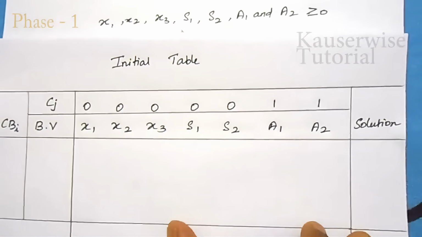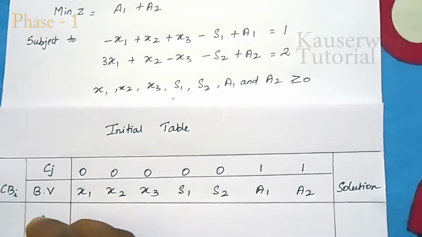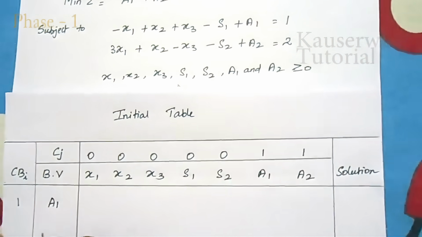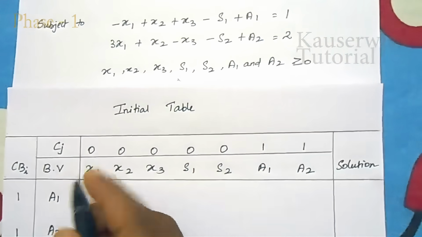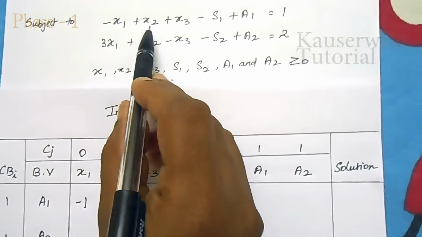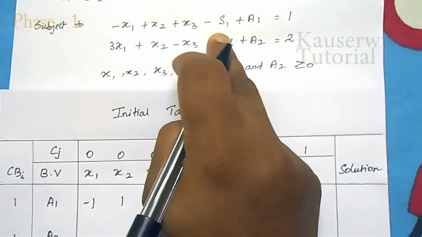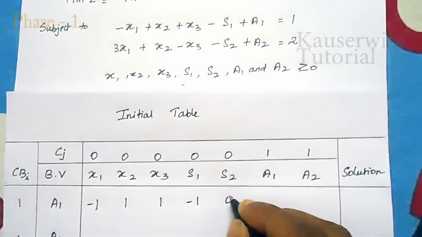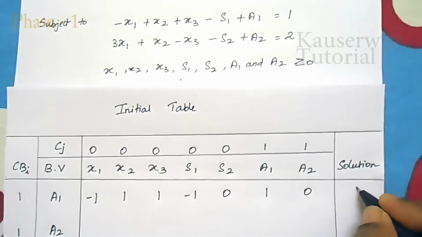Now frame the initial table for two constraints. For the first constraint, basic variable is a1. a1 value is 1. Second one is a2. a2 value also 1. Now fill all these values. See the first constraint, minus x1, so minus 1, plus x2, put 1, plus x3, 1, minus s1, so minus 1. No s2, so 0. a1 value 1. No a2, so 0 is equal to solution 1.